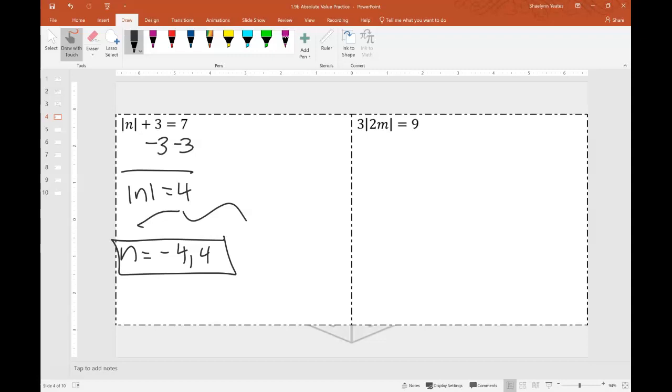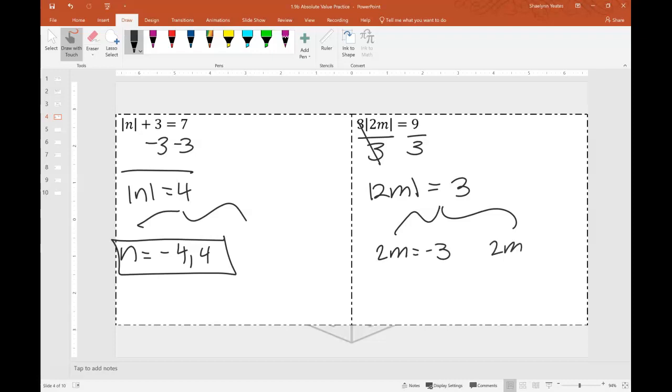All right, the one on the right, the first thing I notice is there's something outside of the absolute value signs. I need to get rid of that 3. Because it's multiplying, I'm going to divide both sides by 3. Then I have the absolute value of 2m equals 3. And this is where I'm going to split. So then I have 2m equals negative 3, and 2m equals positive 3. Here I divide both sides by 2. And I end up with m equals negative 3 halves and positive 3 halves.